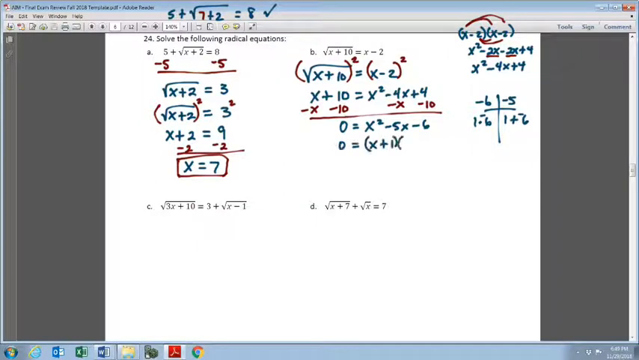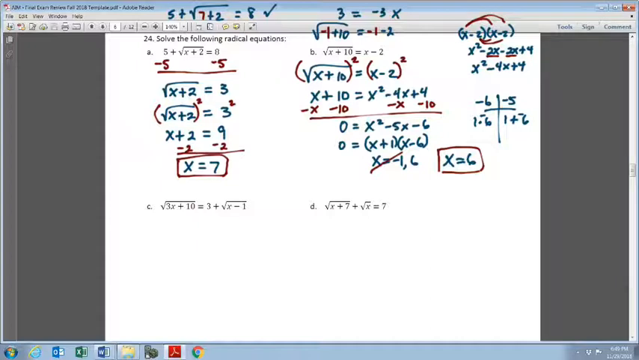So we end up with x plus 1 and x minus 6. So x is either negative 1 or 6. Now let's go ahead and plug in negative 1. The square root of negative 1 plus 10 would be the square root of 9, which is 3. Negative 1 minus 2 is not 3, it's negative 3, and so this does not check. If you try the 6, it does work, so let me go ahead and write that as our final answer.